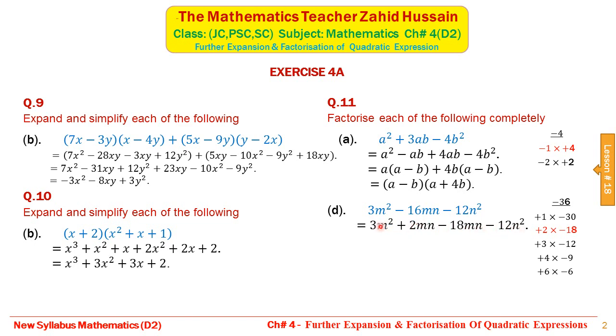Now from the first two terms we will take common, and from the last two terms we will take common. From the first two terms m is common, and we are left with 3m plus 2n. From these two terms 6n is common. So when we divide 18mn by 6n we get 3m, and 12n square divided by 6n gives you 2n. From these two terms 3m plus 2n is common, and the second factor will be m minus 6n.